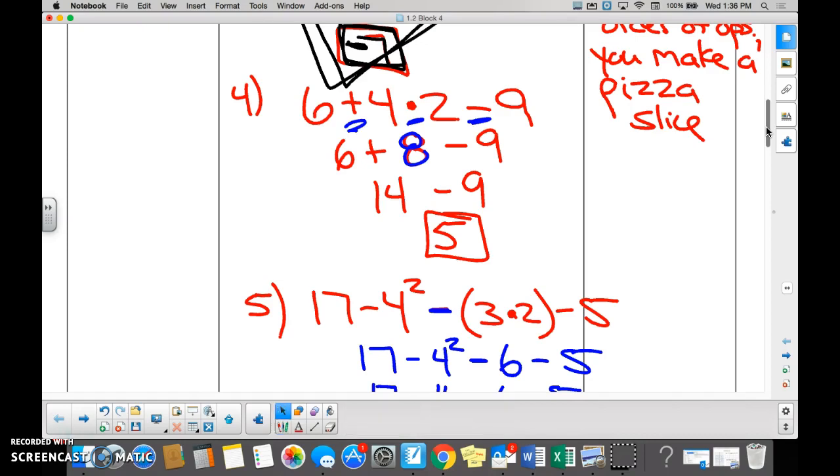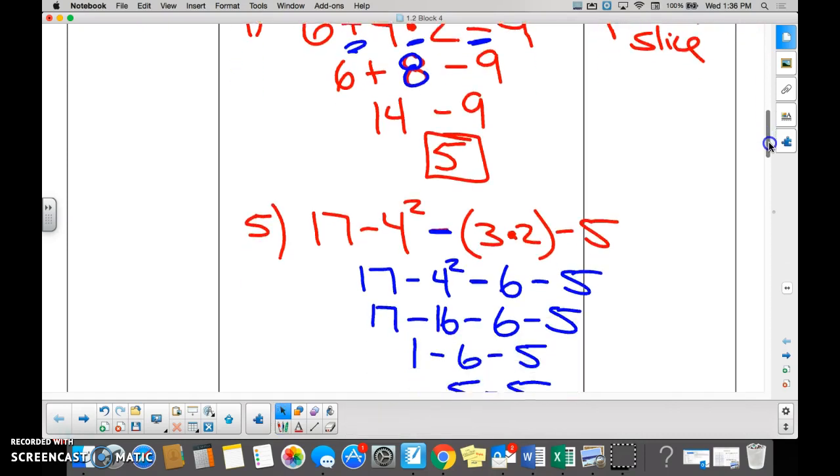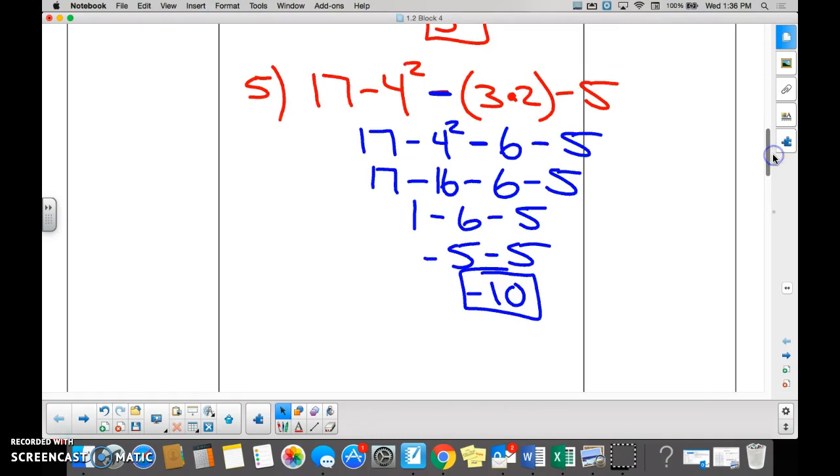The last one, I'm not going to go through everything again. The last one is even more complex. Now we have parentheses and exponents. Order of operations: you're making pizza slices, you're doing one step at a time, you're following PEMDAS. Any questions before I stop the video?